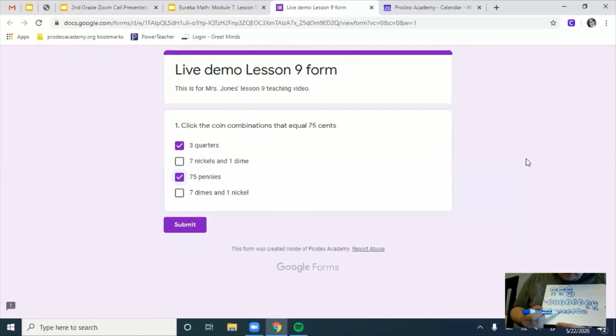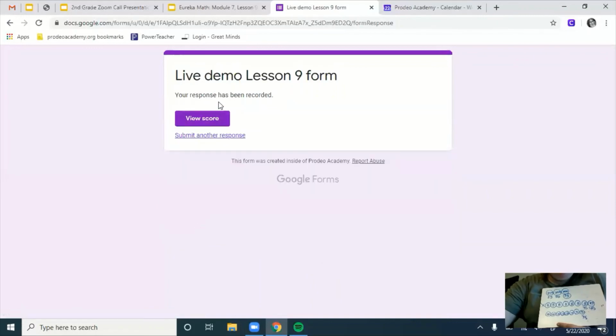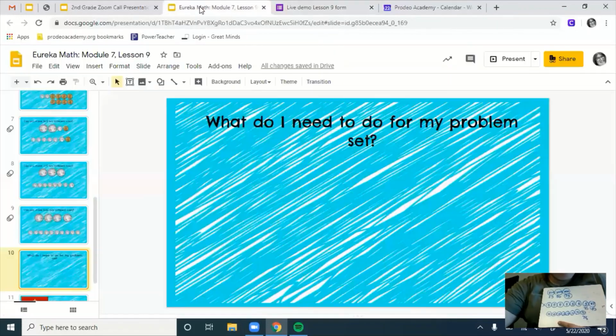So now, easy peasy, I can skip count by tens. 10, 20, 30, 40, 50, 60, 70. 70 plus 5, if I can't do that in my head. 70, 71, 72, 73, 74, 75. So I know my 7 dimes and 1 nickel equals 75 cents. I'm going to go ahead and click submit, and I'm all done.